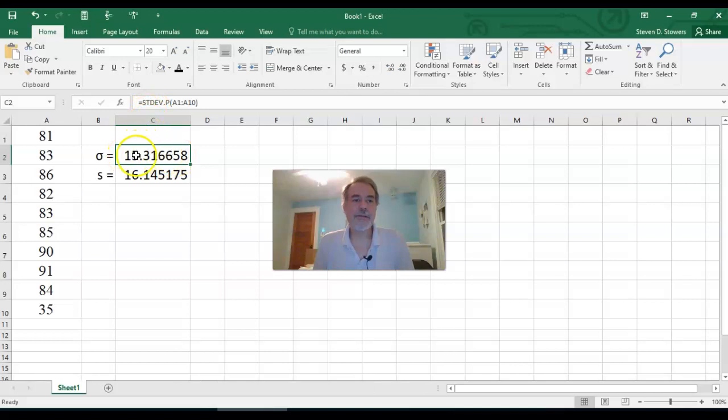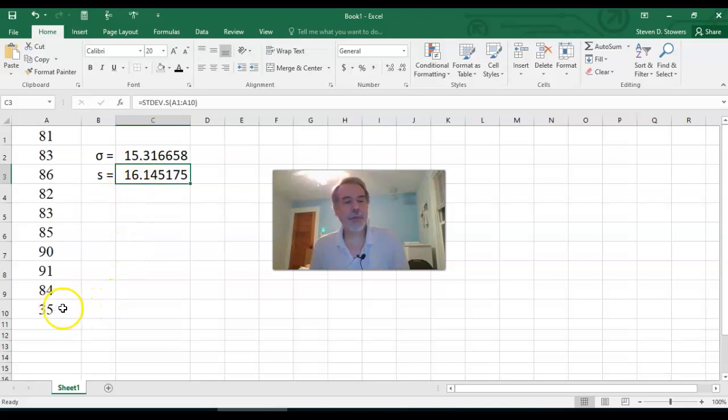So that's what I have here, the standard deviation for a population of the numbers in A1 through A10, and Excel does say it's 15.3, and then the standard deviation for a sample of those same numbers in A1 through A10, Excel tells me that that is 16.1.